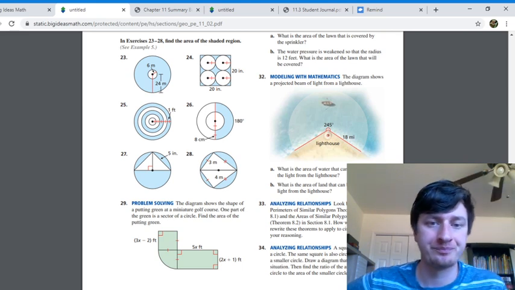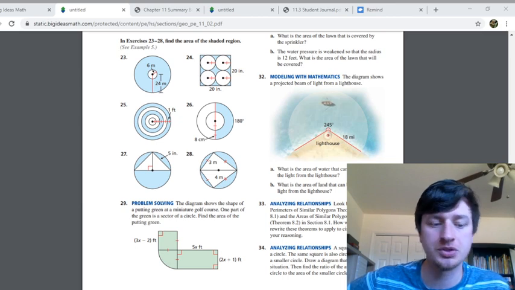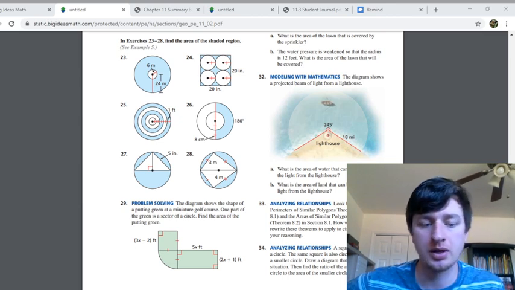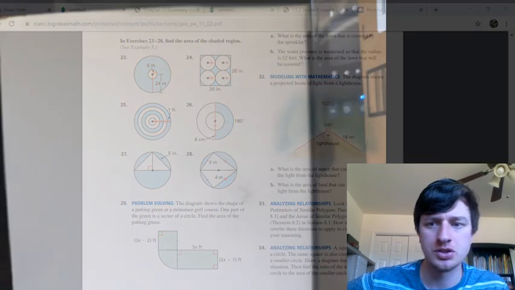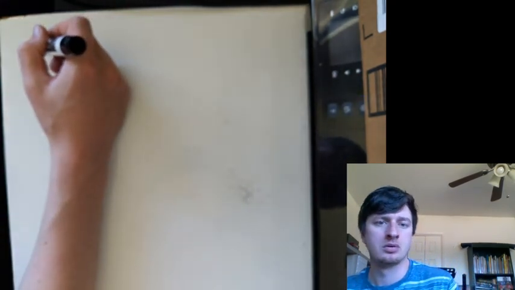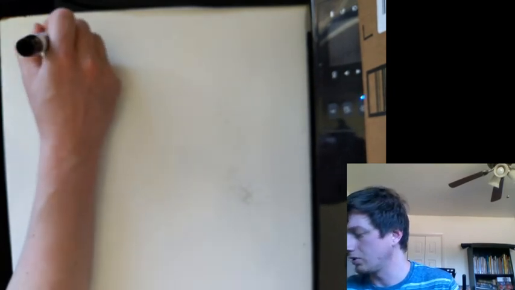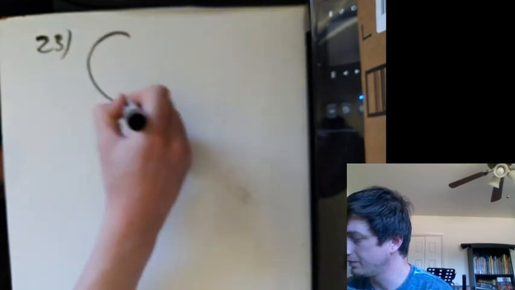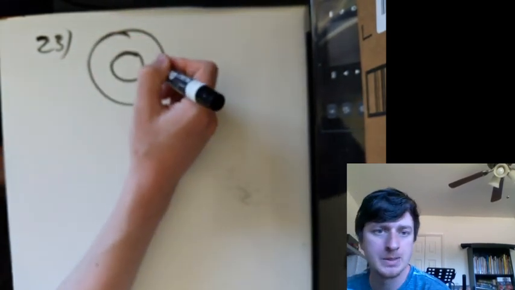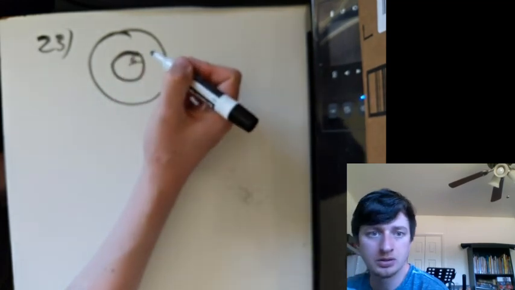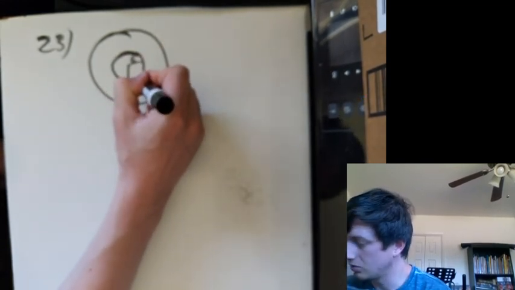So start with 23. Remember, if you have any questions, you can go ahead and ask them in the chat. We'll do 23 first. 23 was find the area of the shaded region. So we want that donut. A circle, and then another circle. This one has a radius of 6 meters, and this one has a radius of 4.